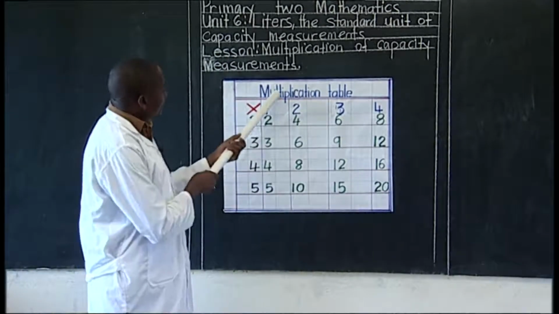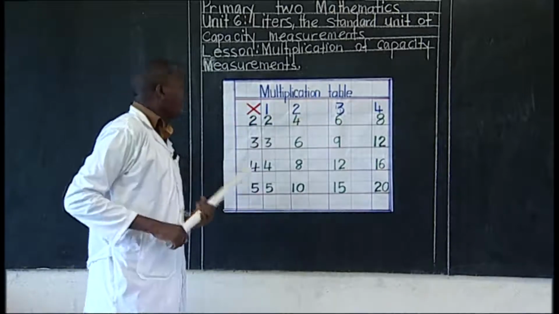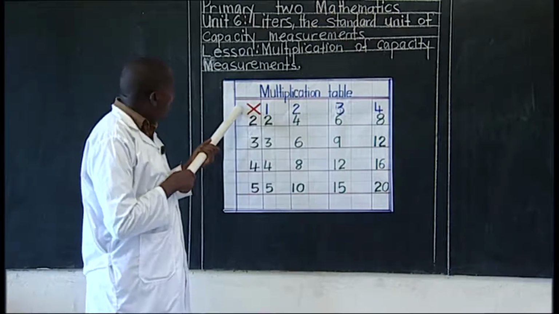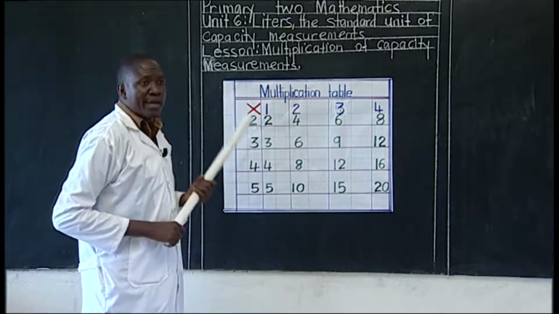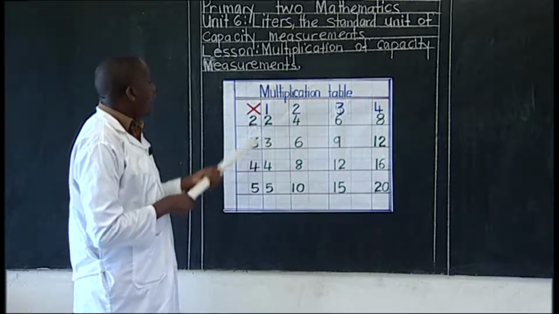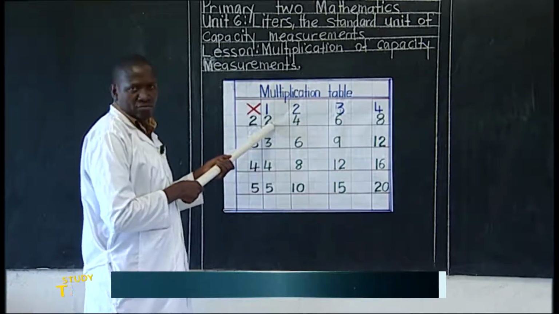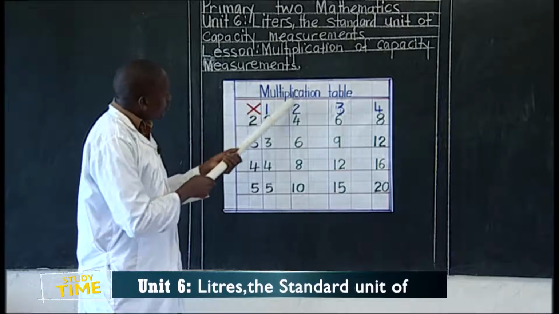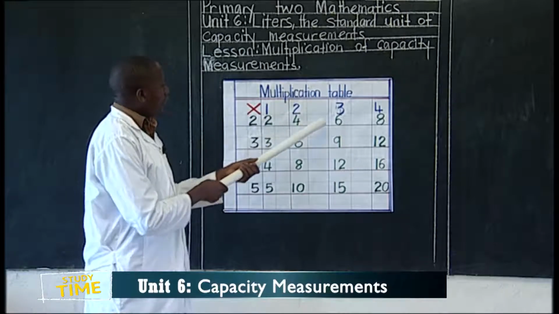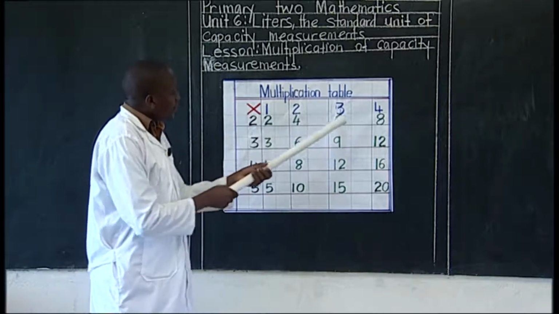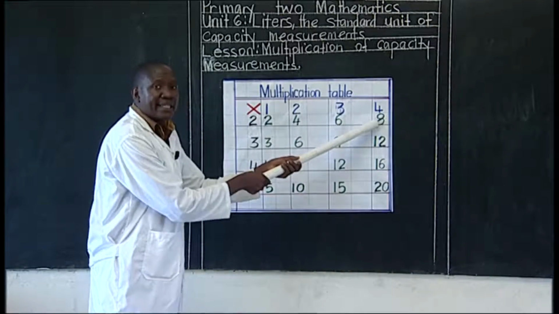Now, this is our multiplication table. And here we have the multiplication sign in red. So how do we read this table? We shall say 2 times 1 equals 2. 2 times 2 equals 4. 2 times 3 equals 6. 2 times 4 equals 8.